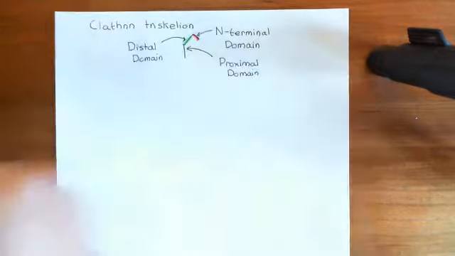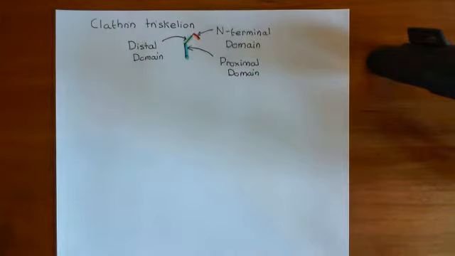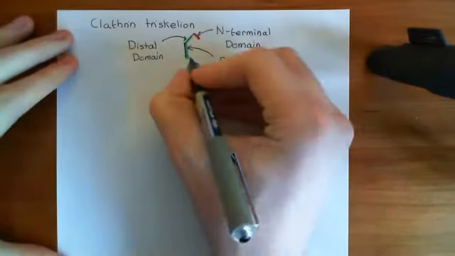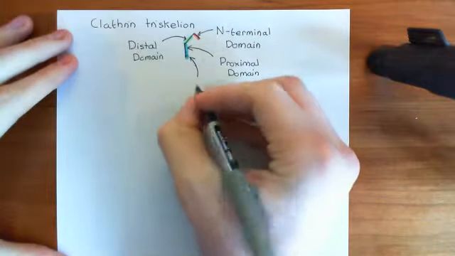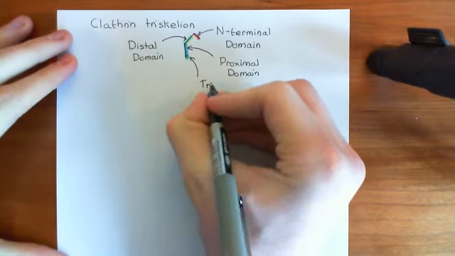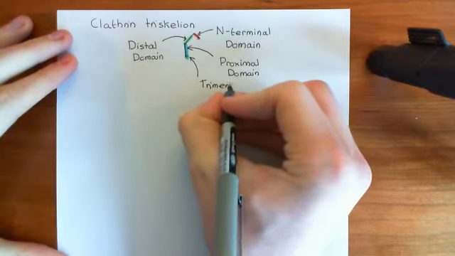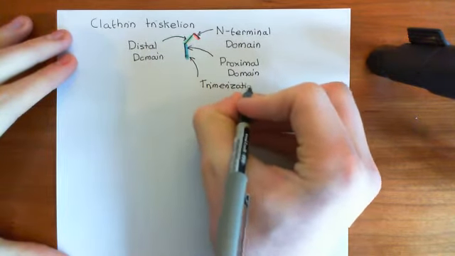Now, right at the centre, you have this final portion here, which I'll colour in turquoise. This final little portion is known as the trimerization domain. So in turquoise, this is the trimerization domain. This structure that we've just discussed is the clathrin heavy chain. All of this was just about the clathrin heavy chain.